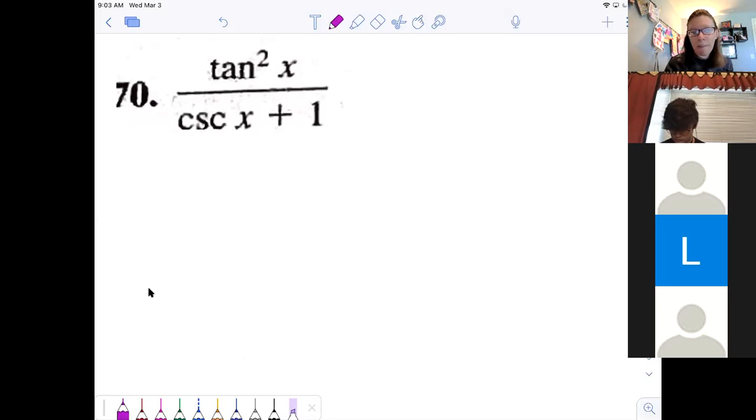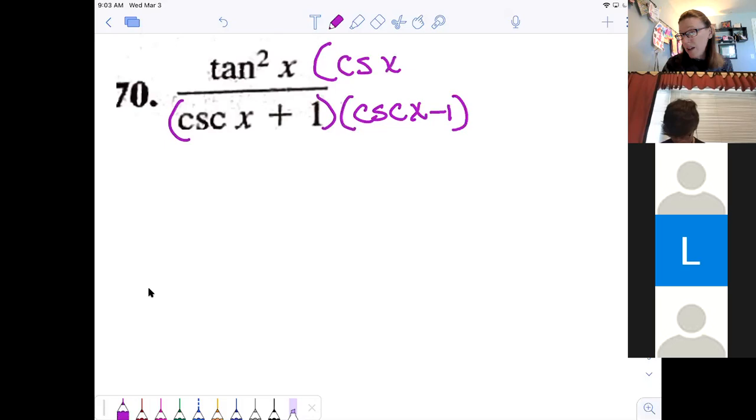Multiply it by cosecant x minus 1. Yeah, let's use that conjugate fact. Multiply it by cosecant x minus 1. We use the conjugate fact a lot. So what does the denominator become, Jack, if you multiply cosecant plus 1 times cosecant minus 1? Cosecant squared minus 1. Yeah. So what do you think you should do on the top?